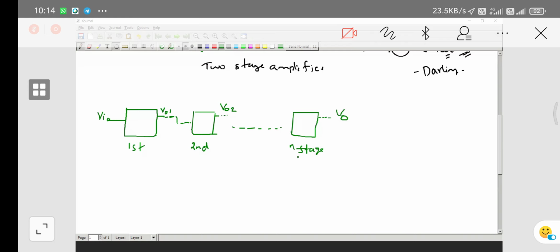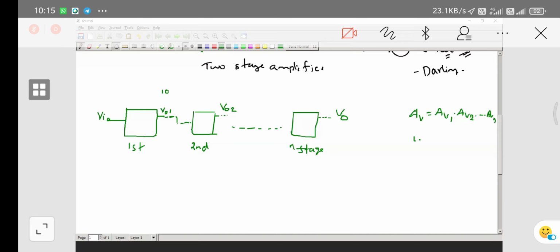So it depends on the required gain. We are going to use a different number of stages. For example, one stage is giving a gain of 10. So every stage's gain is 10. Then at the second stage we are going to get 10 into 10. So if I talk about the cascade connection, in the cascade connection the voltage gain is going to be given by the multiplication of the individual gains.